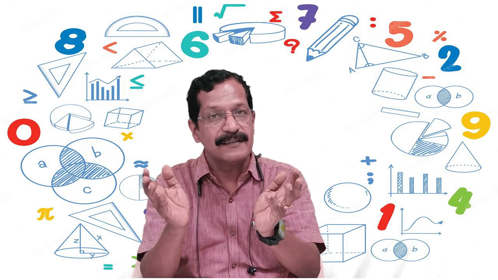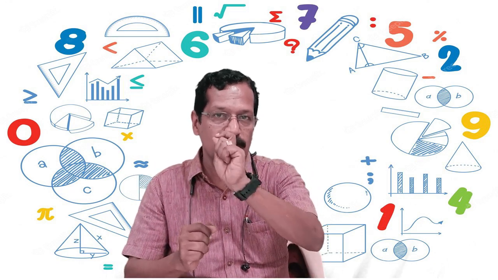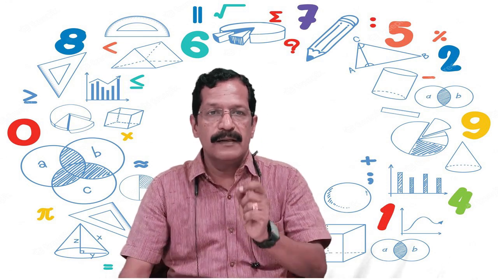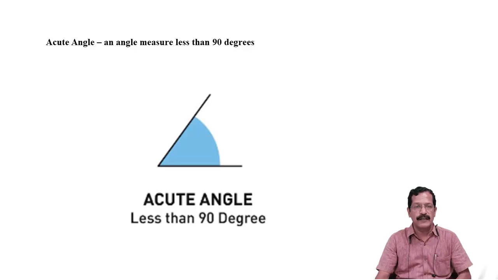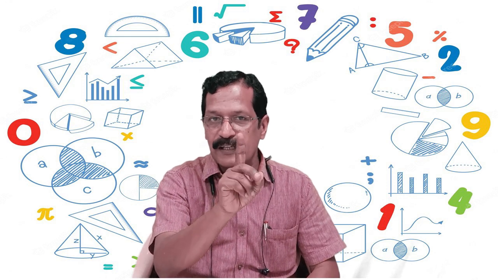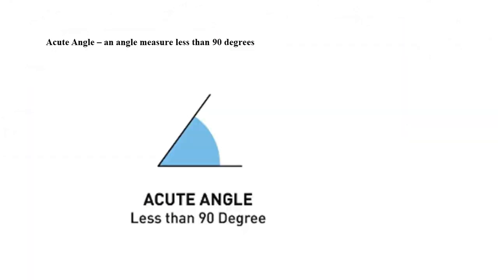Now, based on this measurement, we can name different angles. Acute angle, an angle measured less than 90 degrees is called an acute angle. Dear children, one complete revolution is divided into 4 equal parts, and each equal part is called a right angle. So 360 divided by 4, 90. So one right angle is equal to 90 degree. If it is less than 90 degree, then that angle is called an acute angle. From the figure, you can see how an acute angle will be.